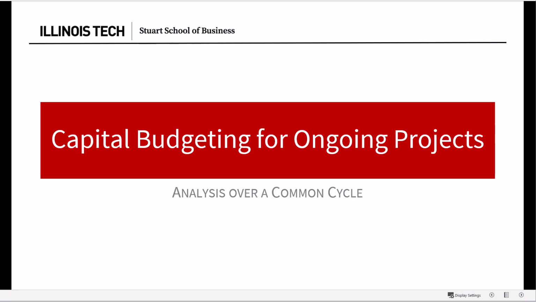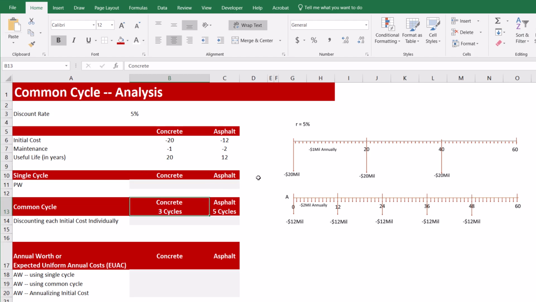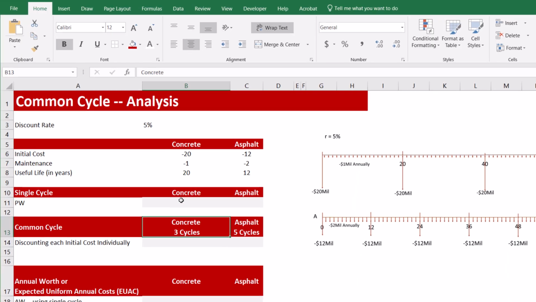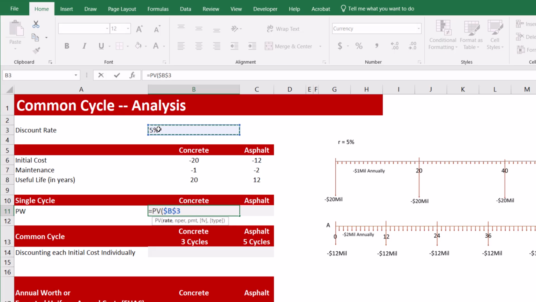Here we're going to pick up where we left off and actually do the common cycle analysis using Excel. Okay, so here are our costs. Let's first find the present worth, or the present value, of the single cycle. What we said here is that we want to find the present value. Our rate is 5%, and I'm going to lock that. And then the number of periods is our useful life, which is 20 periods.